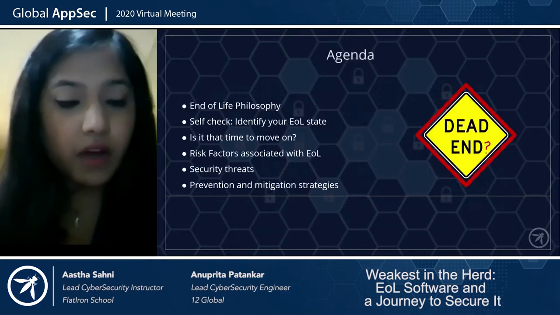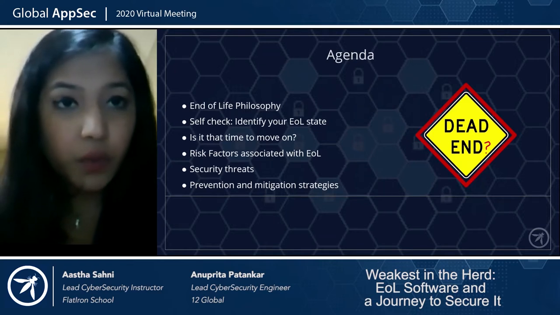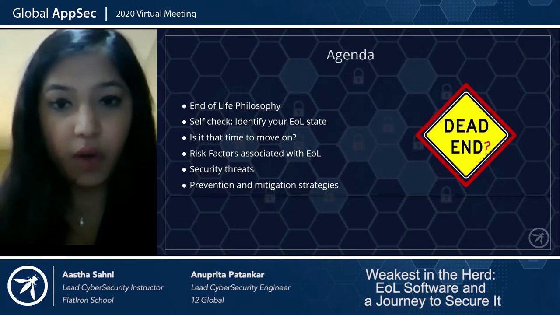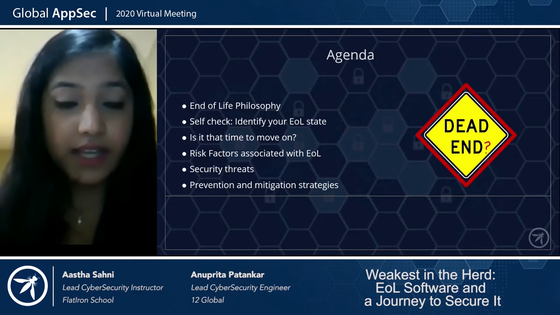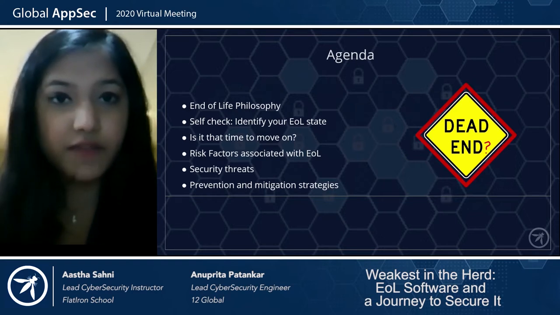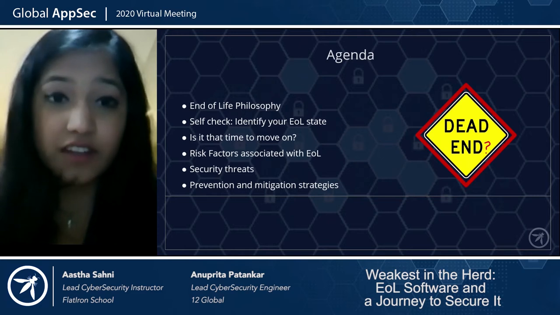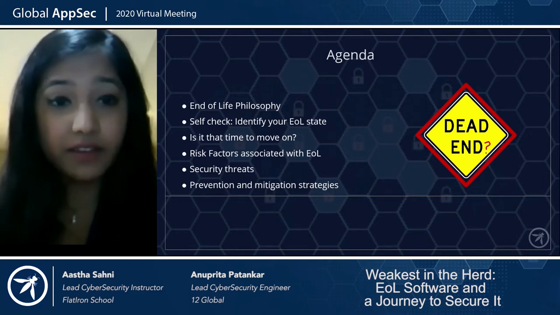So talking about end-of-life software or outdated software, not knowing when and how to transform from one system to another can be both confusing and stressful. And this is why we are here today. Our talk is focused on understanding the weakest link, yes, you're right, the end-of-life software, and the various strategies to identify and secure it.